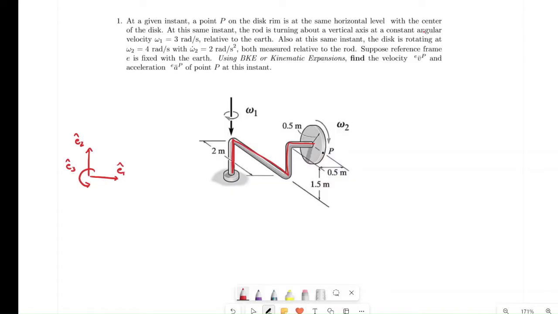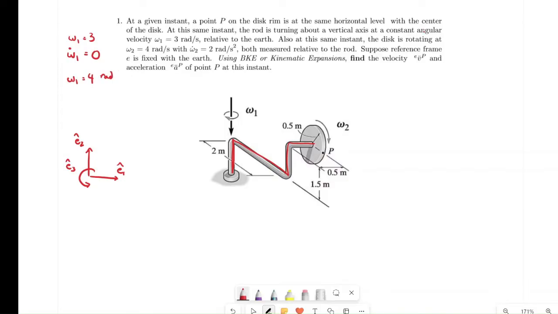We also know that this is a constant angular velocity, so omega 1 equals 3, and this means omega 1 dot equals 0. Also at the same instant, the disk is rotating at omega 2 equals 4 with omega 2 dot equals 2.